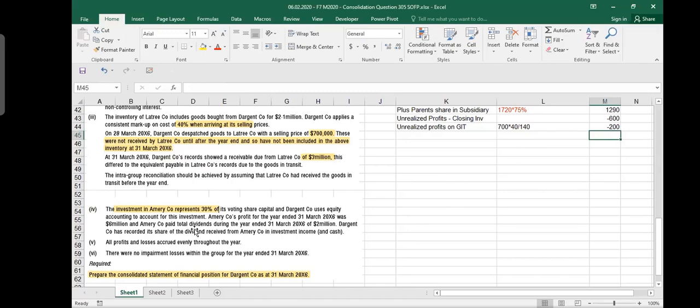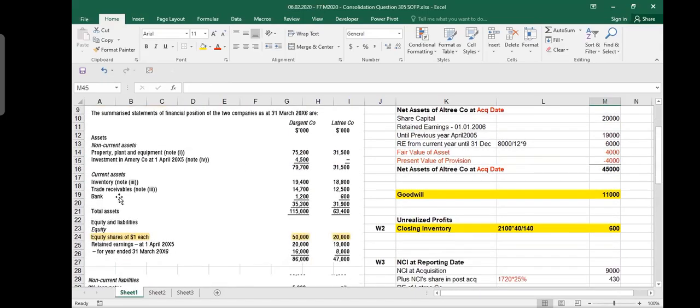American company paid total dividends during the year ended 31st March of 2 million. So out of this 6 million, 2 million has already been paid as dividends. Out of 2 million, 30%, which is 600,000, has already been paid and probably received by February. Dargent company has recorded its share of the dividend received from American company in investment income and cash. So whatever you see as the cash here in the parent, they have already received this income and shown it in their assets.